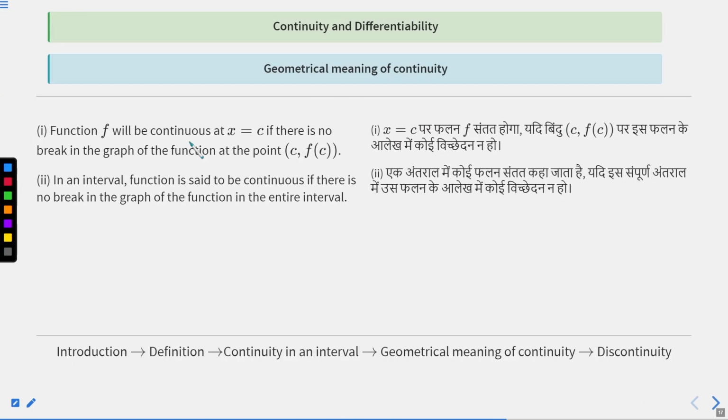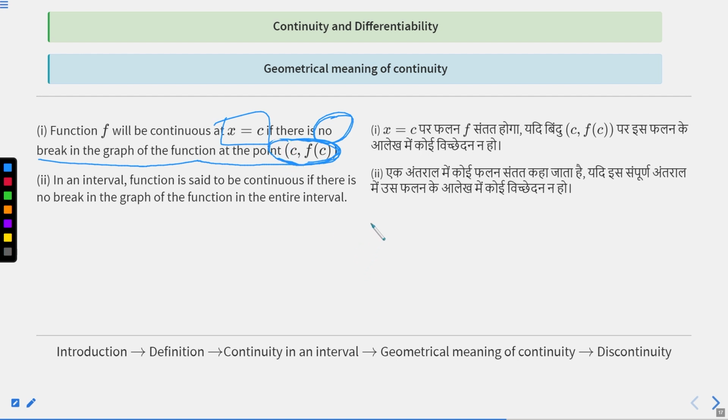Now the geometrical meaning: f will be continuous at x equals c if there is no break in the graph of the function at the point c. We are specifically talking about the point c.